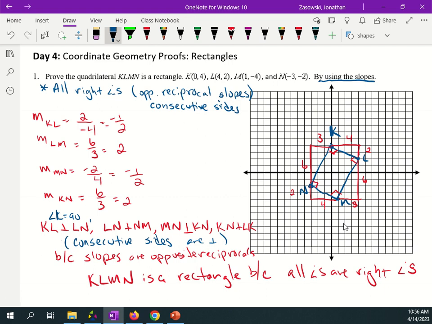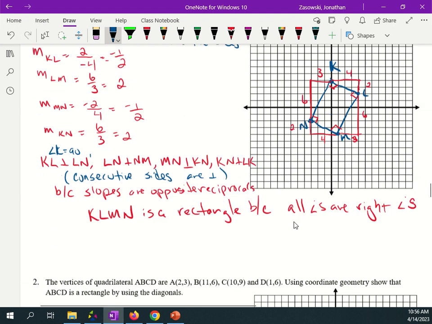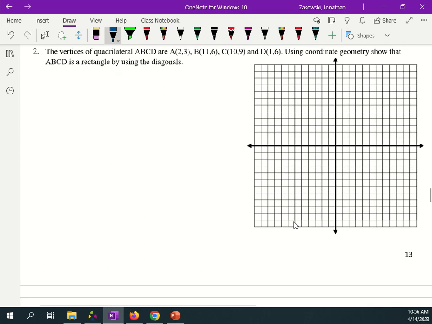Say they're 90, tell me the lines are perpendicular, make a statement that consecutive angles or sides are perpendicular, or all 90-degree angles, whatever. Just make sure I see slopes are opposite reciprocals as a justification somewhere in your proof. All right, let's go down to number 2.